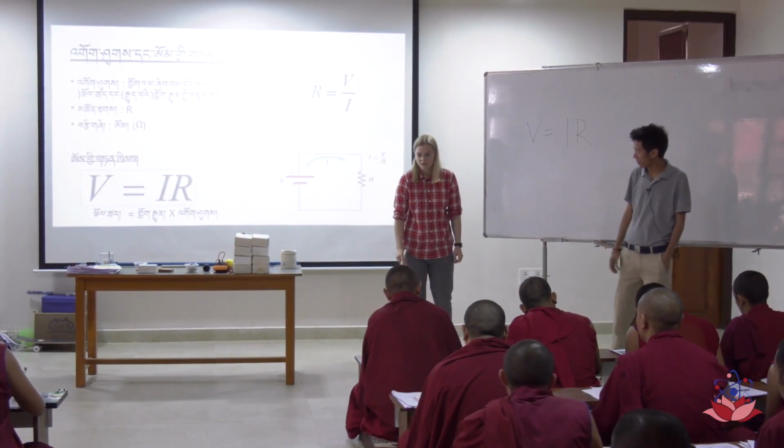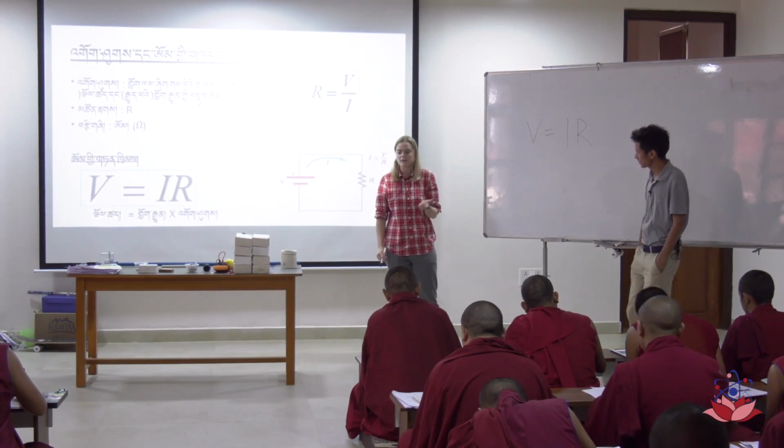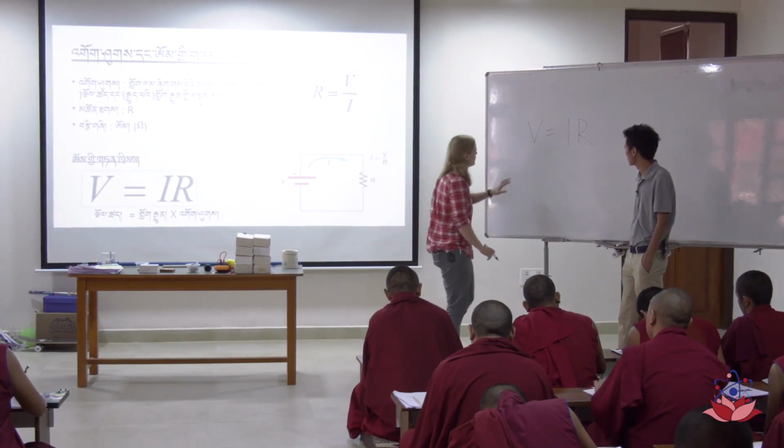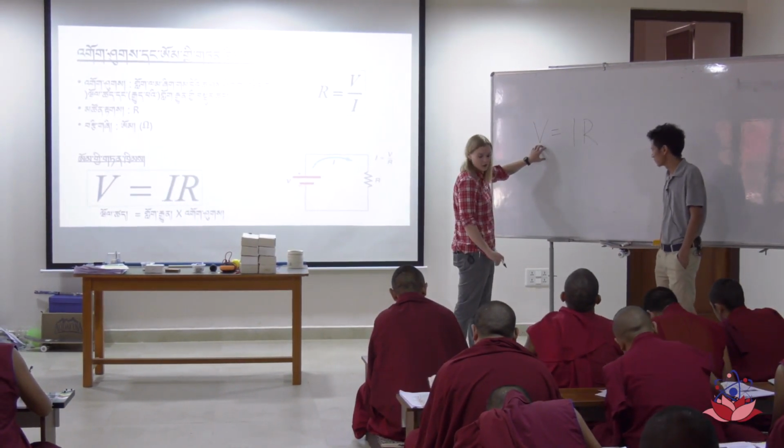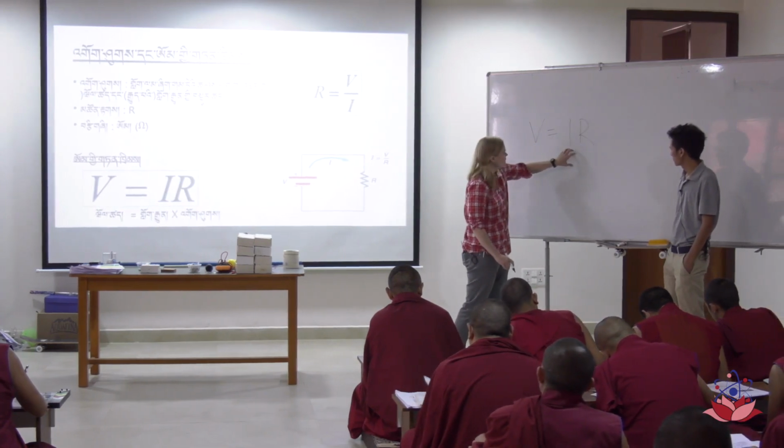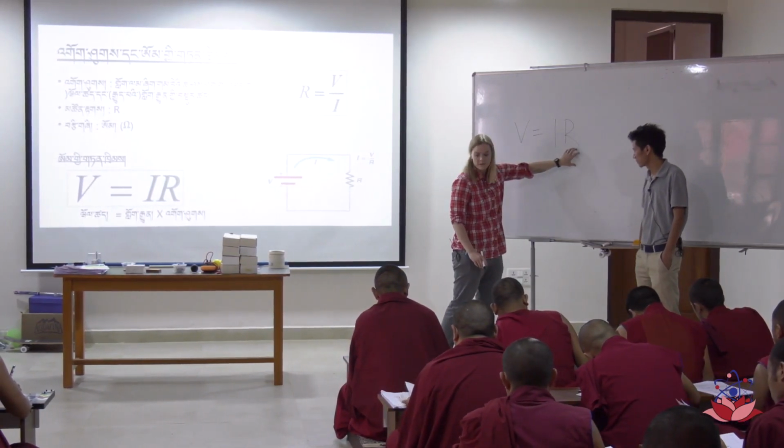So if we just have a single resistor, then this corresponds to how much voltage the battery has. This is the amount of current you get, and this is the resistance of the resistor.